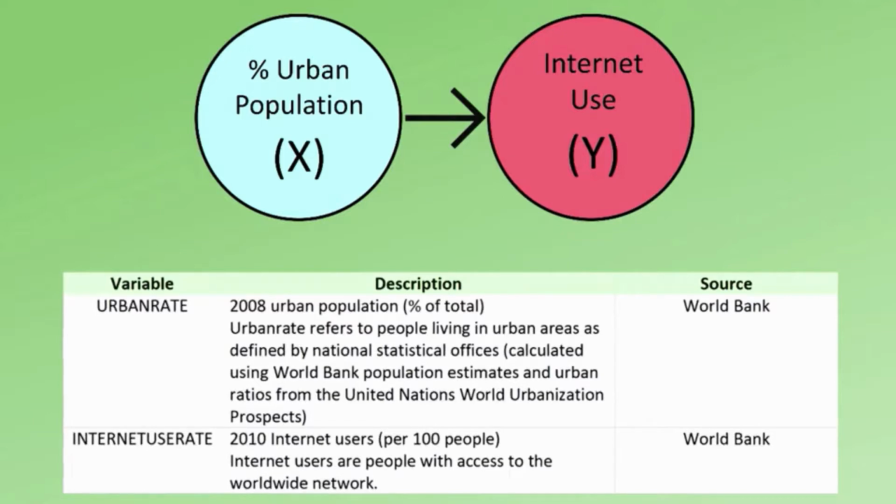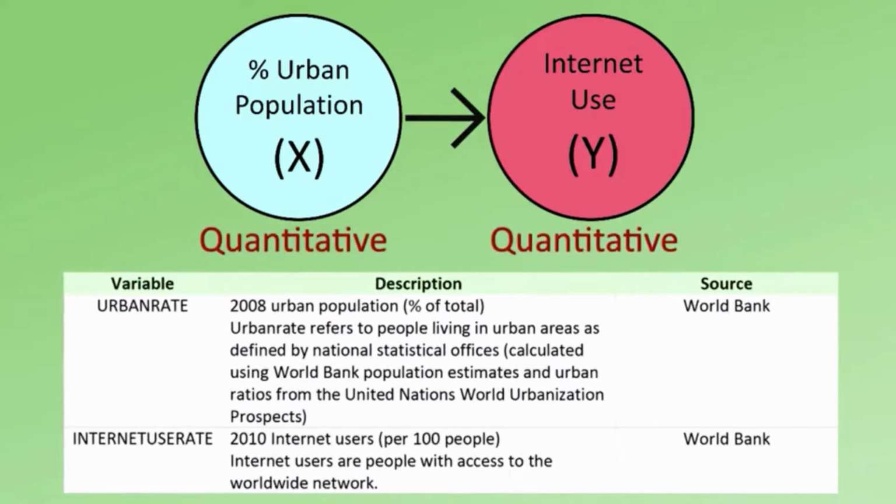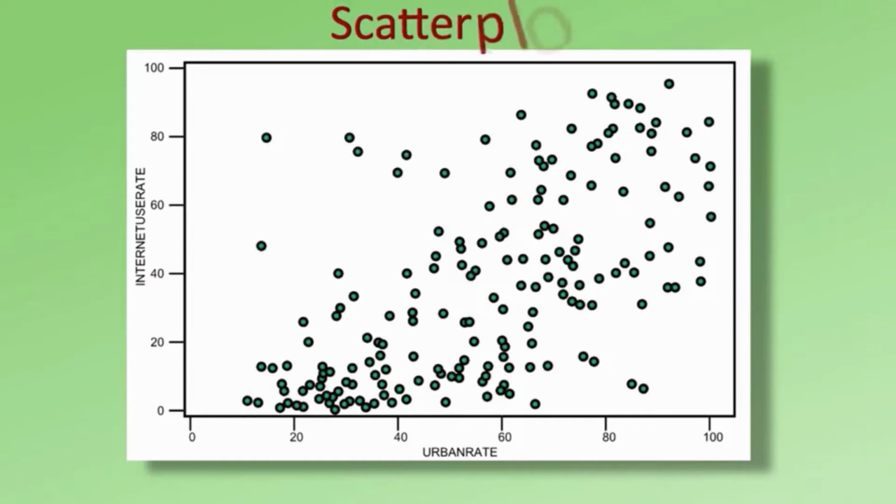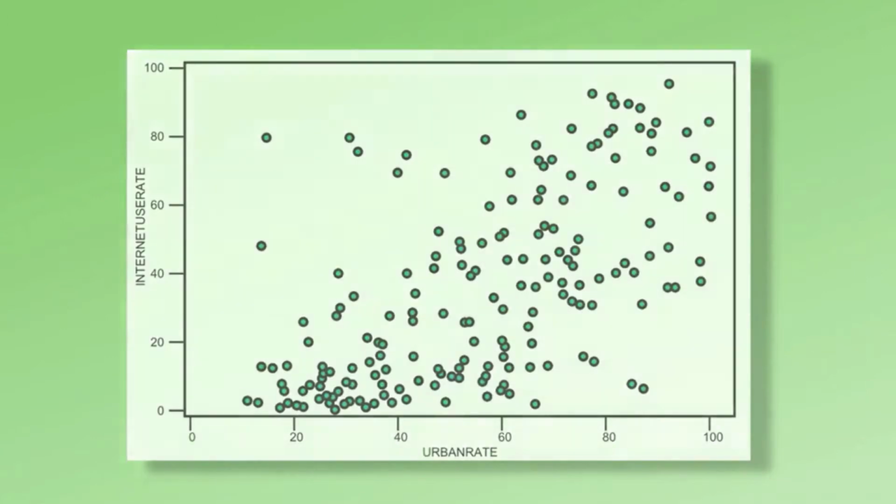For this research question, both the response and explanatory variables are quantitative. A bar chart would not work here. The graph of choice would be a scatter plot. A scatter plot, by definition, is a graph of plotted points that show the relationship between two quantitative variables. In a scatter plot, data for each observation's explanatory and response variable are plotted.